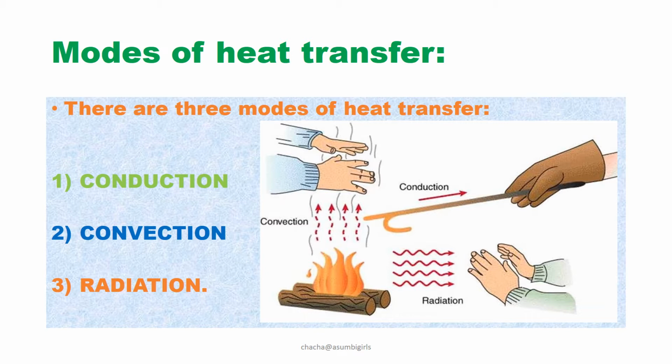Can you identify these three modes of heat transfer on the diagram? If yes, that's good. Let's move on.